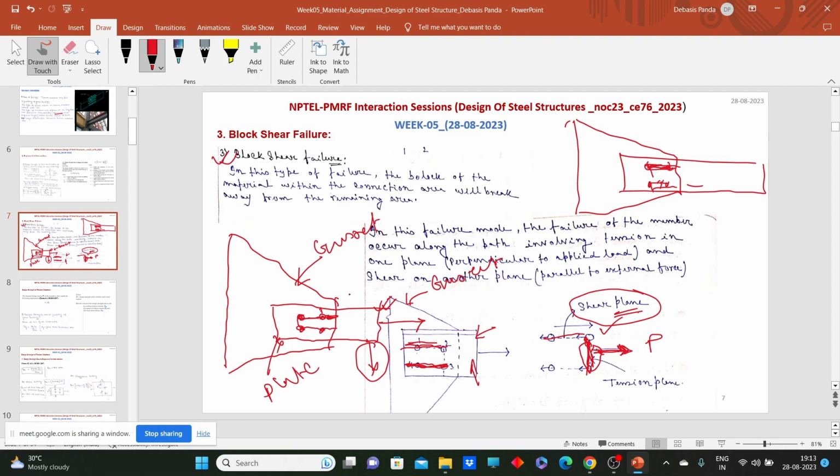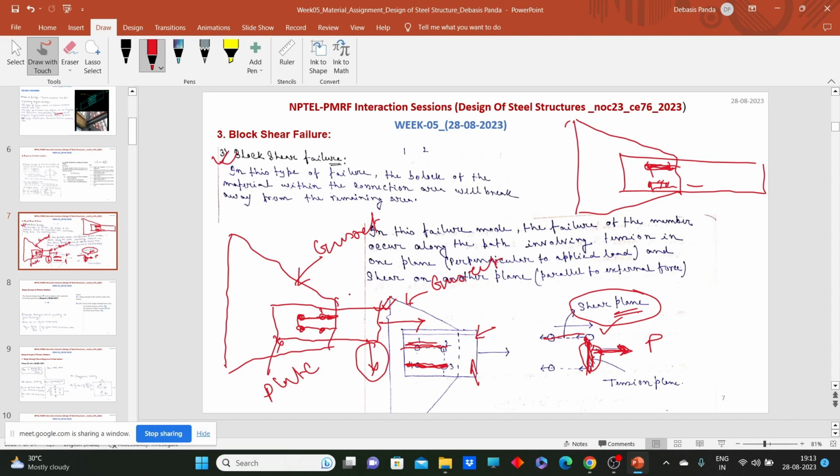So when we consider that the entire block will come out, then we need to consider the rupture failure of the shear plane and yielding of the tension plane, or yielding of the shear plane and rupture of the tension plane. We will learn this phenomenon when we calculate the block shear failure.